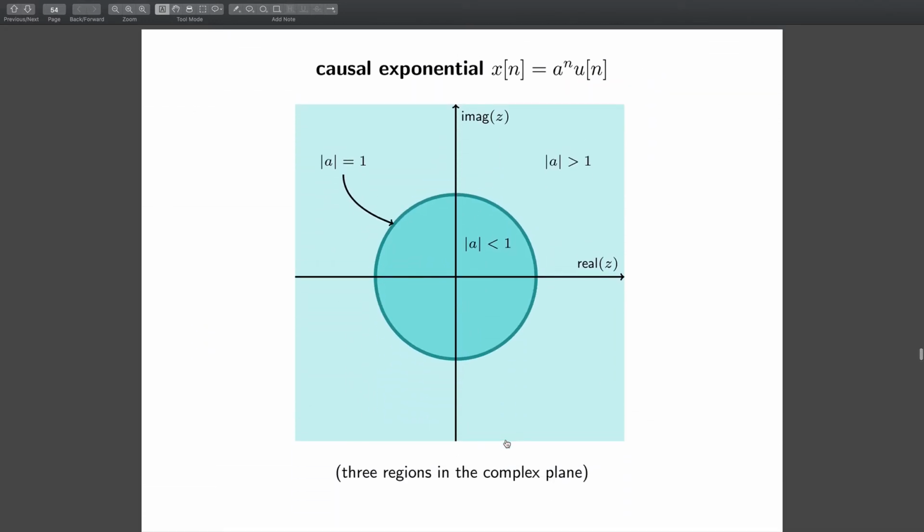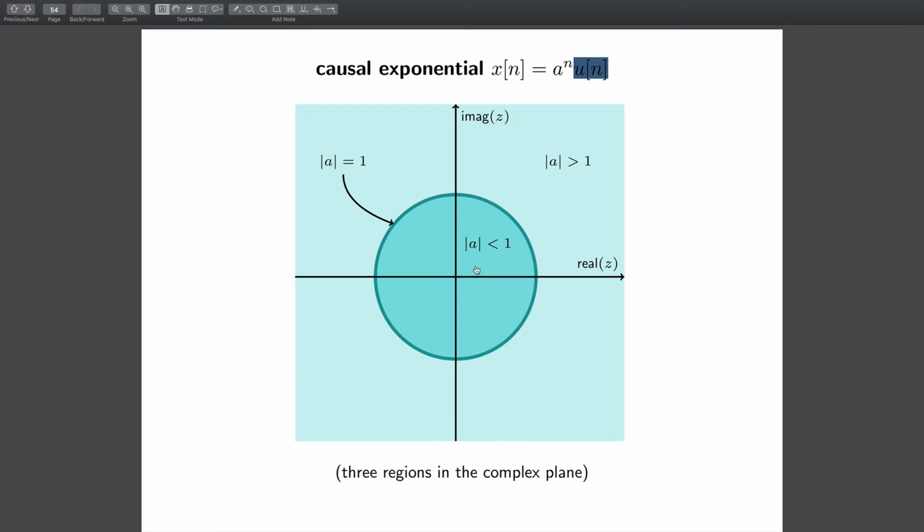Another very important example are complex exponential signals. In this case, we're seeing a causal complex exponential signal because we have this a to the n being multiplied by u of n, which is our basic causal signal. Anything times u of n will automatically be causal. Now, think of a as being a complex number, and here I've drawn the complex plane with the unit circle drawn in this dark blue color.